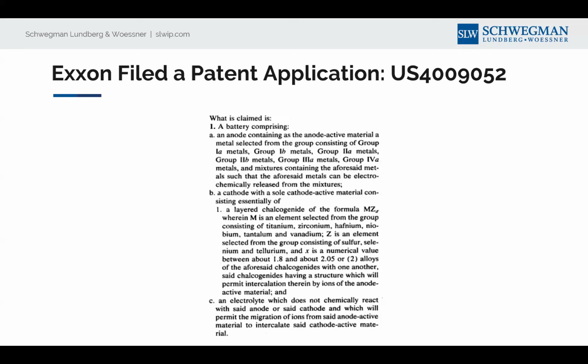or alloys of the aforesaid chalcogenide with one another, said chalcogenide having a structure which will permit intercalation therein by ions of the anode active material and an electrolyte which does not chemically react with said anode or said cathode, and which will permit migration of ions from said anode active material to intercalate said cathode active material. Next slide.